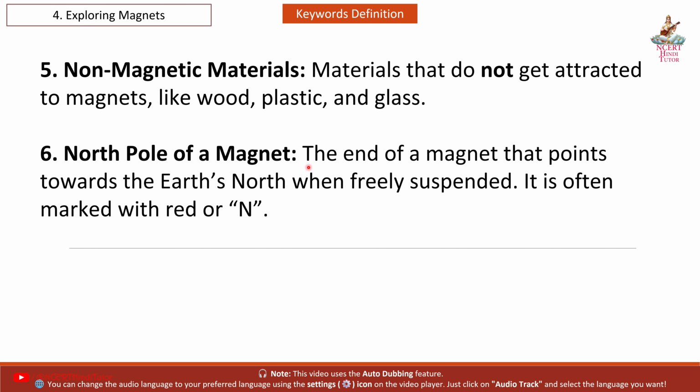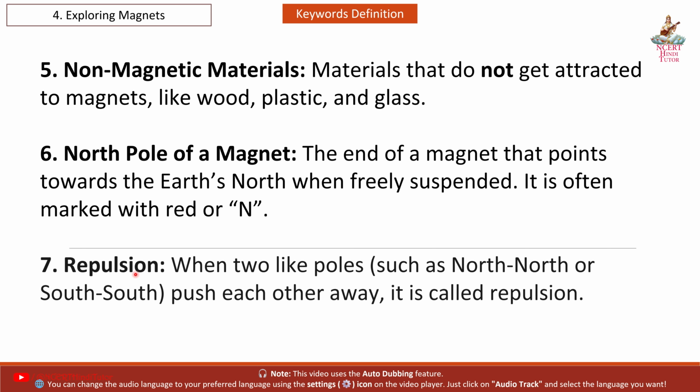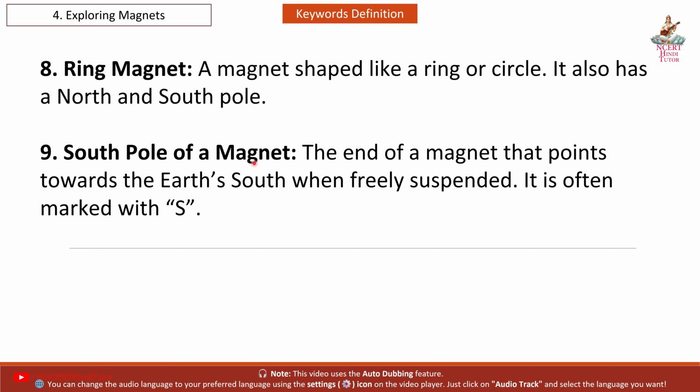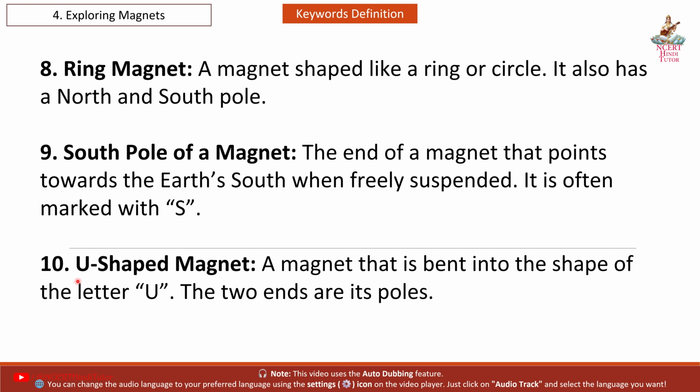Sixth, north pole of a magnet, the end of a magnet that points towards the earth's north when freely suspended. It is often marked with red or N. Seventh, repulsion. When two like poles such as north-north or south-south push each other away, it is called repulsion. Eighth, ring magnet, a magnet shaped like a ring or circle. It also has a north and south pole. Ninth, south pole of a magnet, the end of a magnet that points towards the earth's south when freely suspended. It is often marked with S. Tenth, U-shaped magnet, a magnet that is bent into the shape of the letter U. The two ends are its poles.